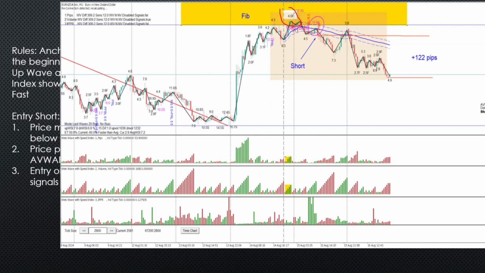We just place the AVWAP at the beginning of this wave and we wait for the price to break downwards. It broke downwards the VWAP line right here. Then we wait for the pullback, and then we get the signal, and that signal is short, okay? And the price so far is at plus 122 pips. All right? This is stuff that you will not be able to catch with a regular Weis Wave indicator. Let's go to the next.